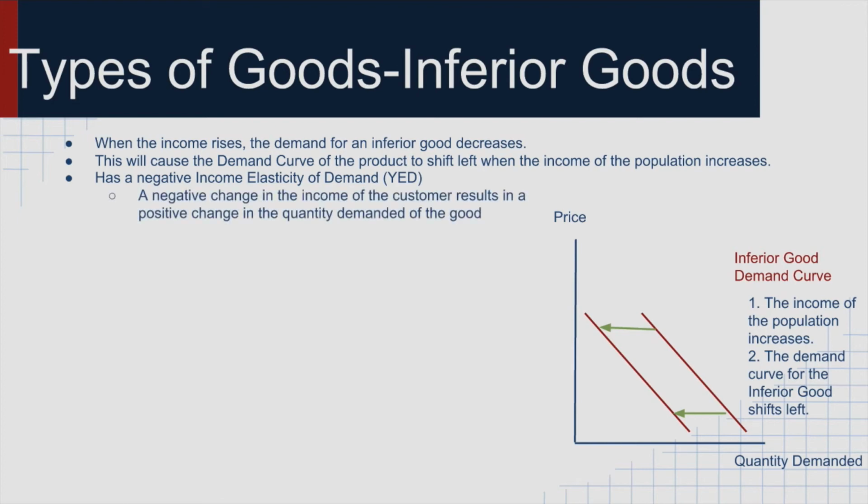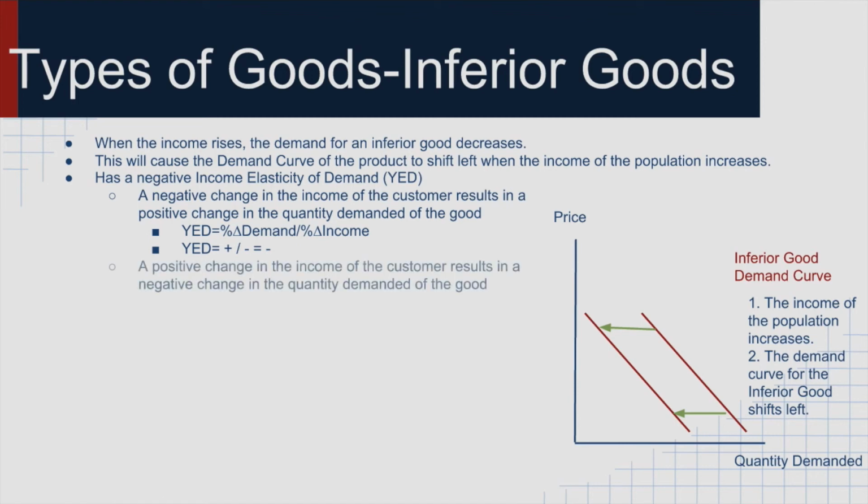So a negative change in the income of the customer results in a positive change in the quantity demanded of the good. As the income elasticity of demand is the percent change in demand over the percent change in income, this will be a positive value divided by a negative value, which will result in a negative value.